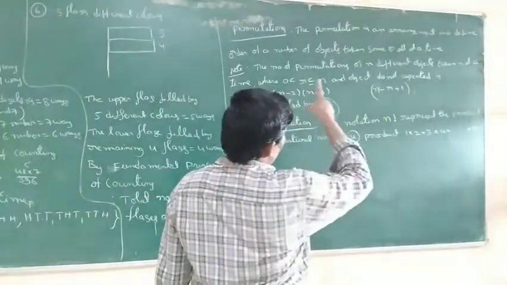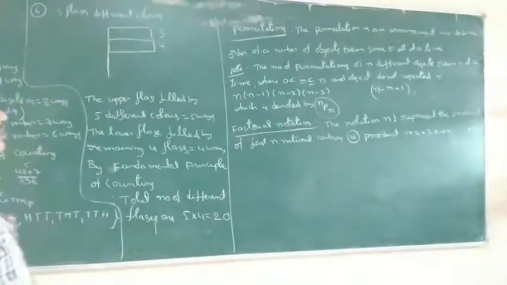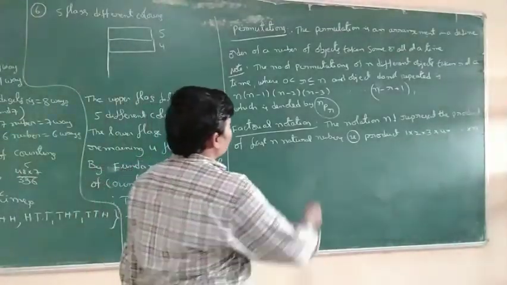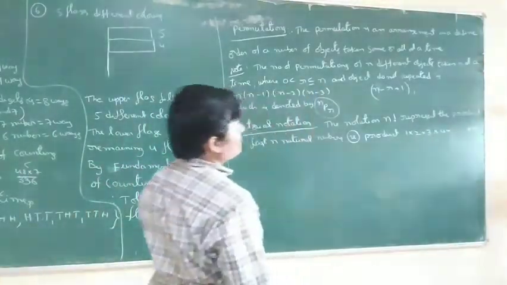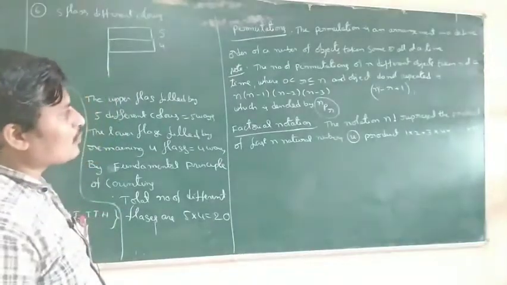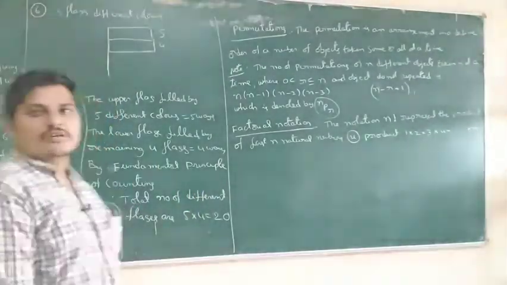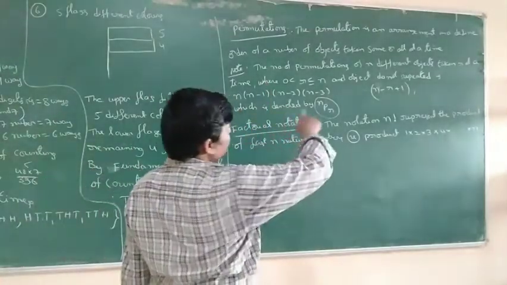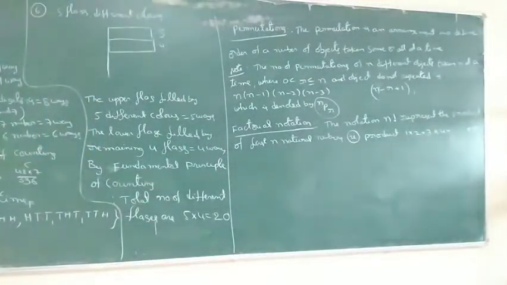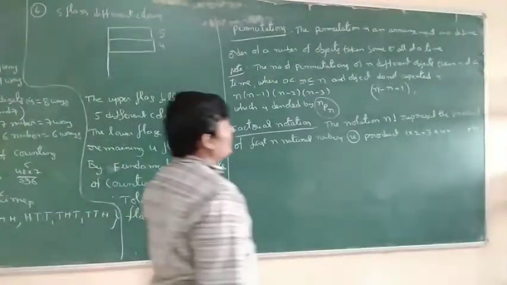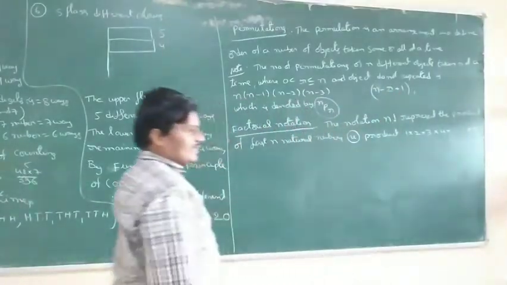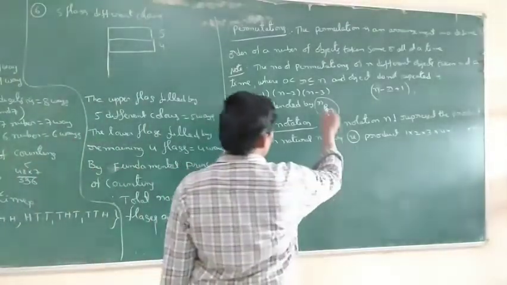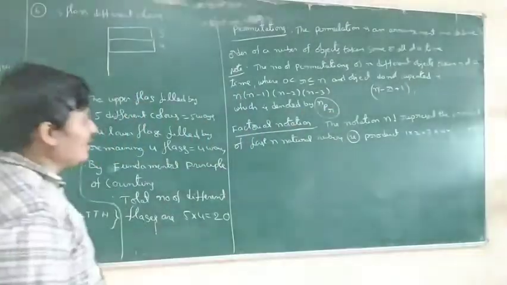So what is the formula? The number of permutations of n different objects taken r at a time, where 0 is less than or equal to r, which is less than or equal to n, and objects are not repeated. So this is the formula: n into n minus 1, n minus 2, and so on up to n minus r plus 1, because it depends on what r is. This is denoted by nPr.